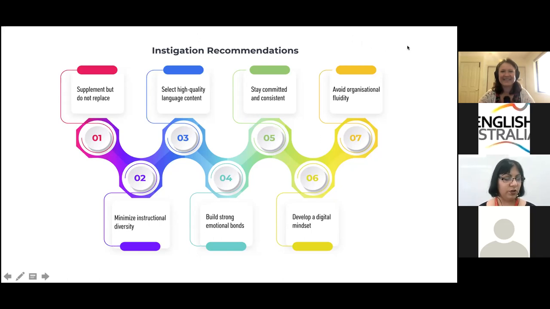And we also thought about organizational fluidity, not to have too many changes during a research program such as this, because you do need to strengthen those ties with the students.